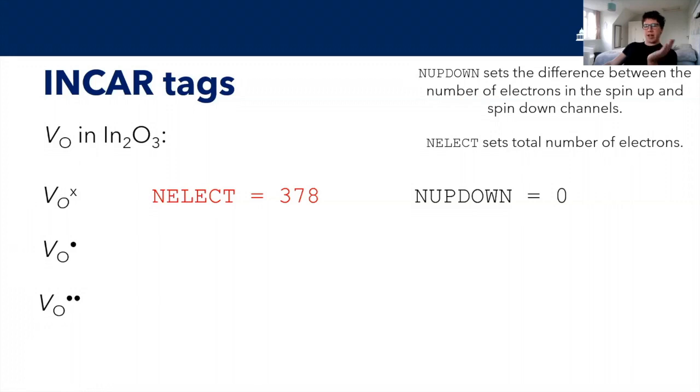We then note that we have an even number of electrons. 378 is even, so we have no unpaired electrons, so we can keep NUPDOWN at 0.